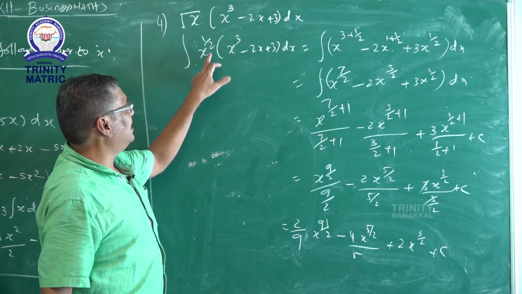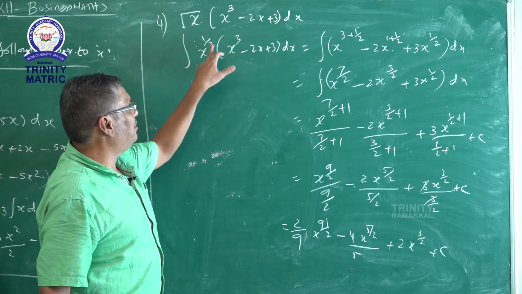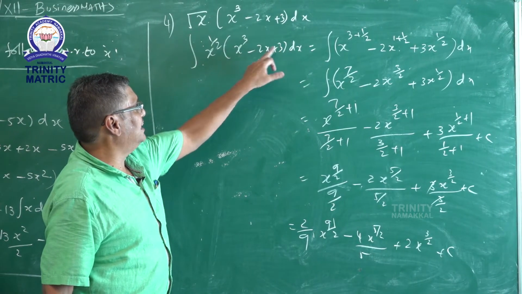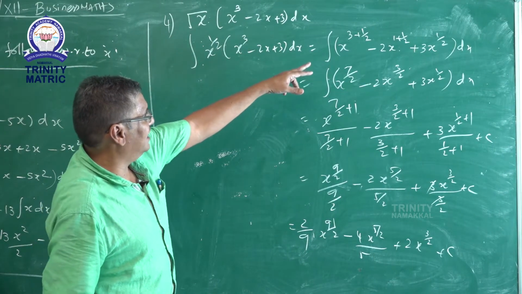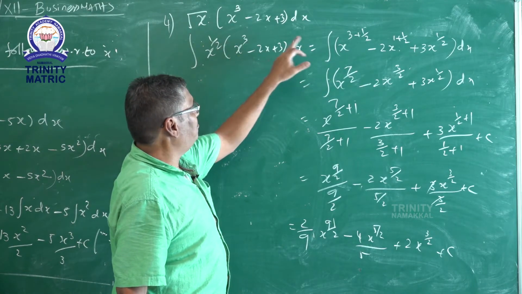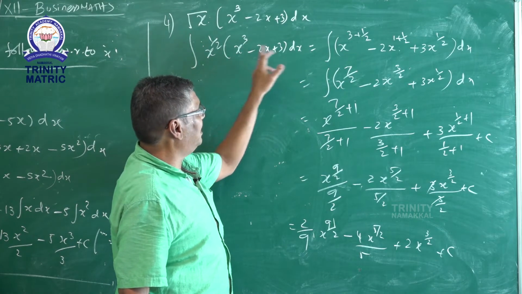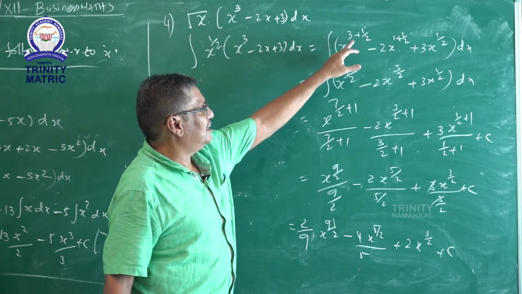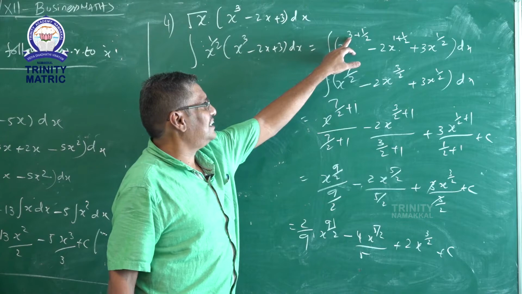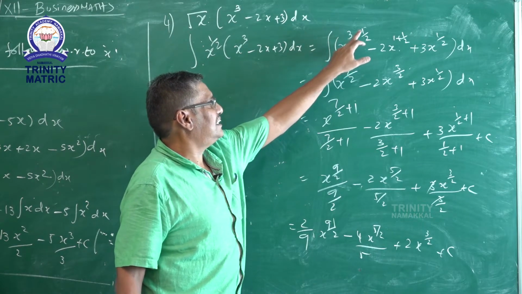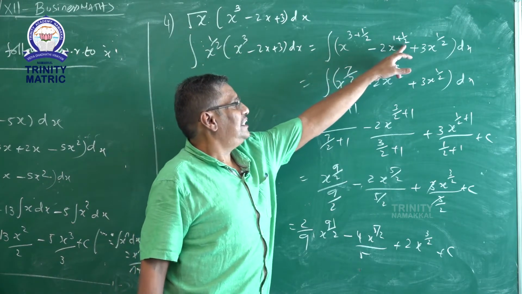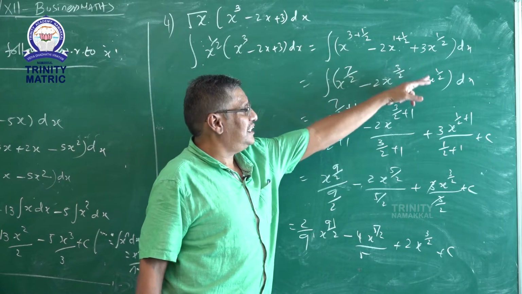When the terms are alike, then we have to add the powers, that is x power 3 plus of half, minus 2x power 1 plus half, plus 3 into x power half dx. I wrote it here: x into 3 plus 1 by 2, minus 2x into power 1 plus 1 by 2, plus 3 into x power half dx. You know that 3 plus half is a mixed fraction; when we take LCM, 2 threes are 6, 6 plus 1, 7 by 2, minus, that is 1 plus half, 2 plus 1, 3 by 2, like that 3x power half dx.